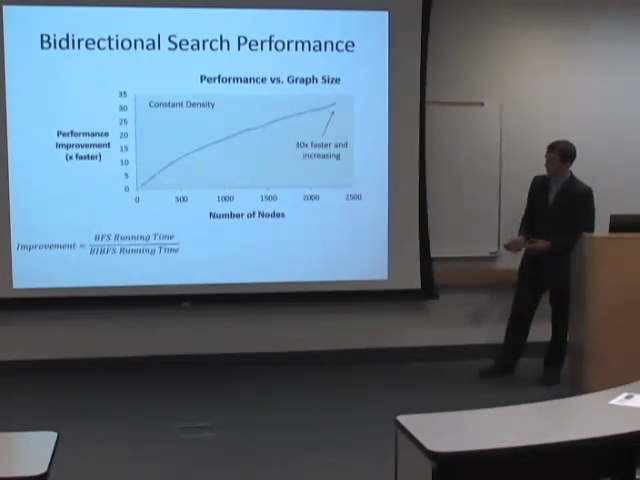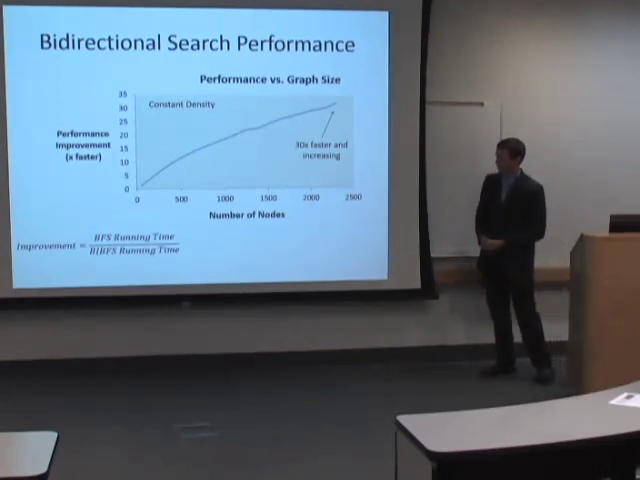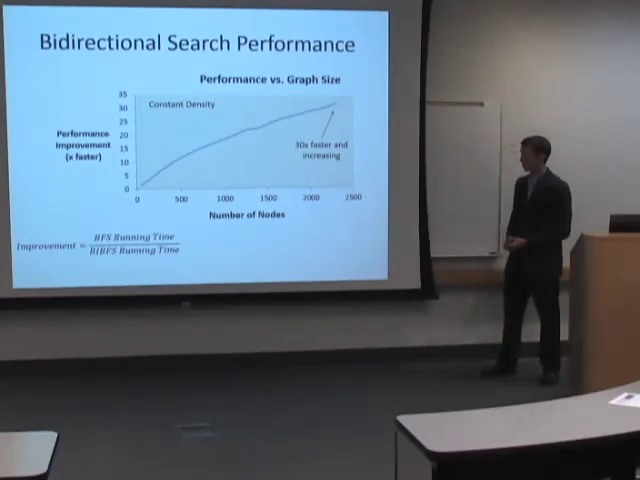It looks almost linear. It's not quite. It's curving off here. But you can see it quickly goes up to 30 times faster, and it's still increasing as we're increasing the size of the graph.